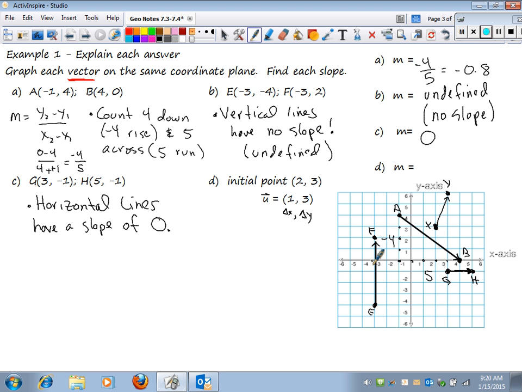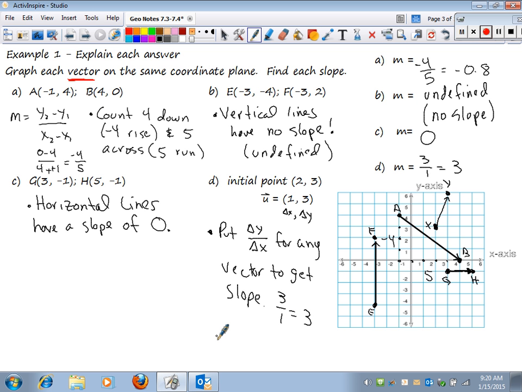So what's the slope of that line? The slope of that line would be 3 over 1. Rise 3 and run 1, so it's going to have a slope of 3. So you can put change in Y over the change in X for any vector to get slope. That's how I got the 3 over 1. I put the change in y on top, I put the change in x on the bottom, so 3 over 1 gave me the 3. In this case, it's 3 over 1, which equals a 3.